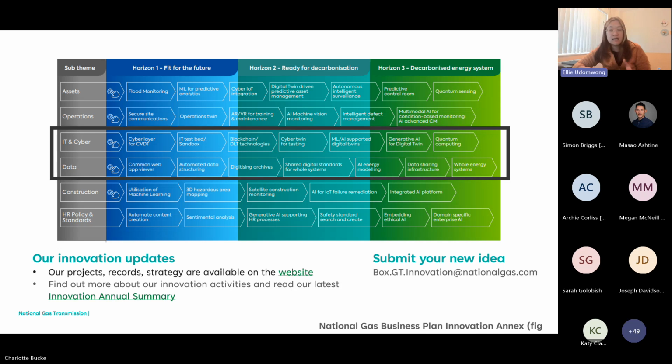If you have any ideas, either from this session or from other ideation sessions, feel free to reach out to our box email. One of the theme leads will get back to you based on which area you are aligning with.